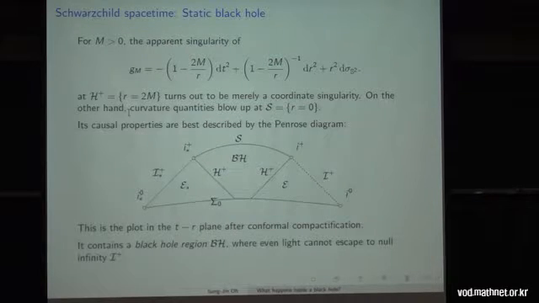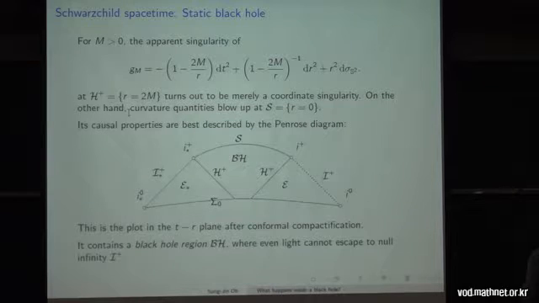And in fact, you can continue the metric past r equal to 2m. Okay? On the other hand, r equal to 0 turns out to be a real singularity in the sense that curvature quantities actually blow up. And I will describe to you how the continuation of this Schwarzschild metric looks like.